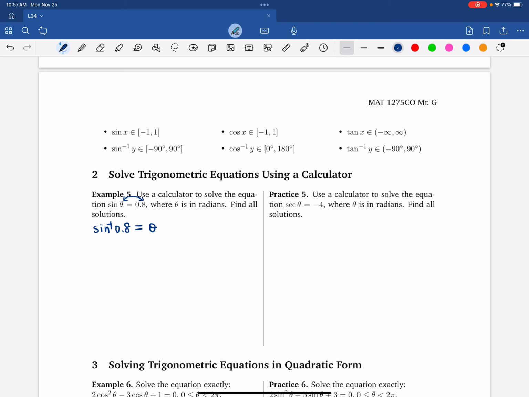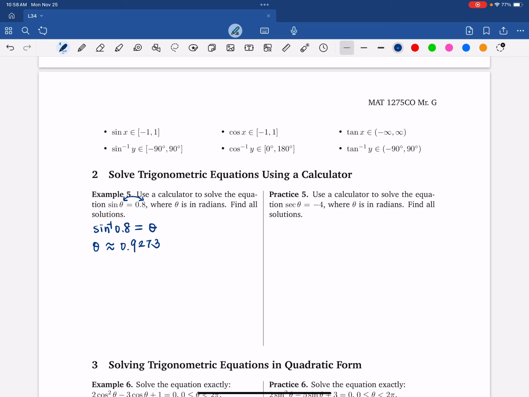So on your calculator, you're going to find this sine inverse and then enter the value of the function, which is 0.8, and then hit enter. Just make sure that your calculator is set to use radians as the angle unit. On your calculator, we're going to get this value. So theta is approximately 0.9273. So that's one answer.